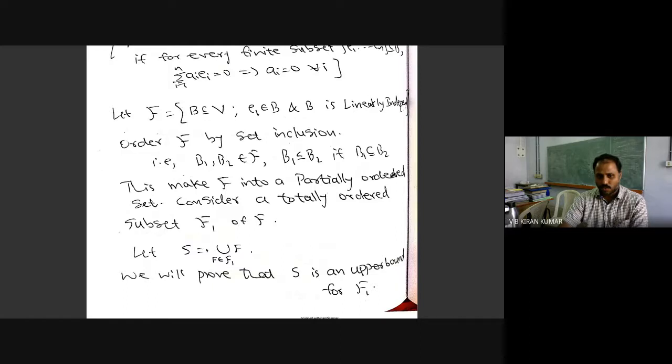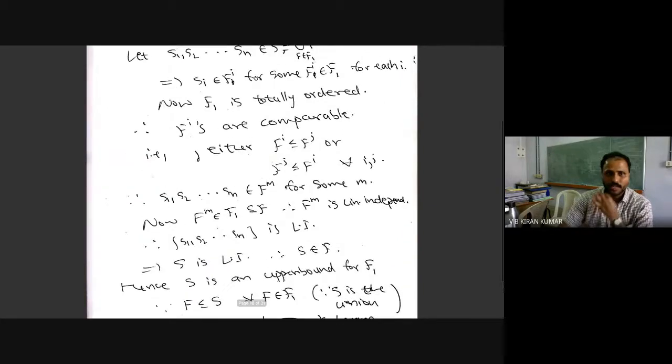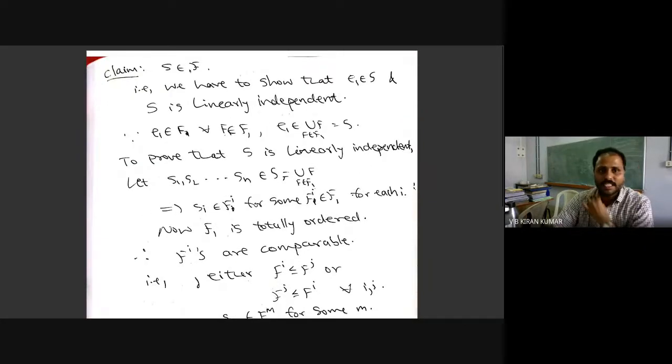But that thing is true, S is greater than or equal to all elements here, because S is a union here. Therefore, S contains all the subsets here, all the elements here, and that is the relation here, inclusion. So S is always greater than or equal to all these things here. But you need S to be in our collection, in our F. Then only it is an upper bound. So my claim is that S is in F.